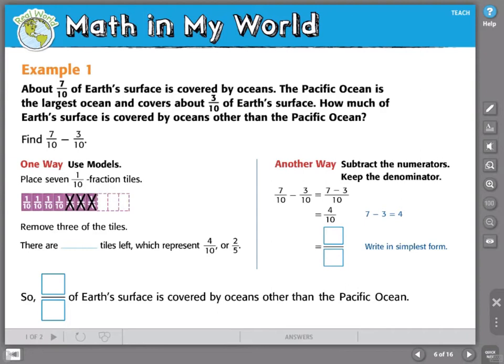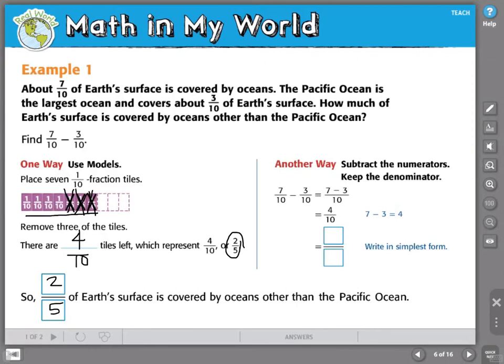So, one way is to use models. They take 1/10 fraction models and lay out 7 of them. Then they remove 3 of the tiles. How many are left? 4/10. 4/10 is equivalent to the simpler form of 2/5. So 2/5 of Earth's surface is covered by oceans other than the Pacific Ocean.